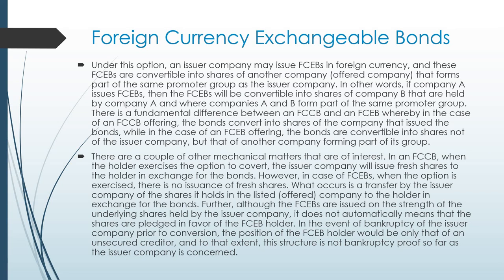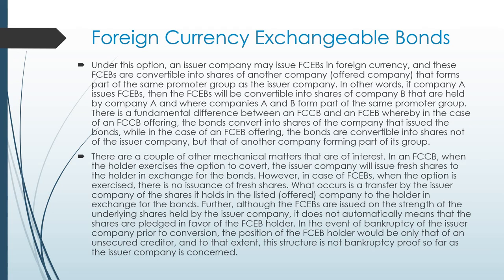There are a couple of other mechanical matters that are of interest. In an FCCB, when the holder exercises the option to convert, the issuer company will issue fresh shares to the holder in exchange for the bonds. However, in case of FCEBs, when the option is exercised, there is no issuance of fresh shares. What occurs is a transfer by the issuer company of the shares it holds in the listed company to the holder in exchange for the bonds.